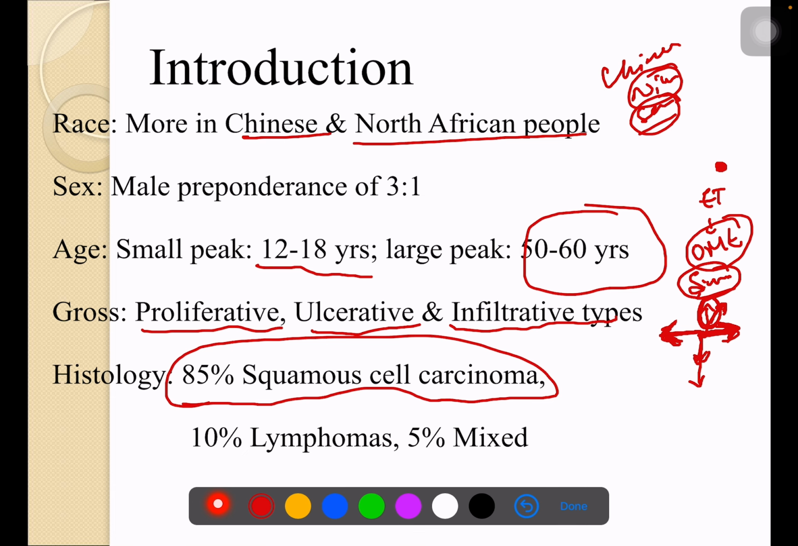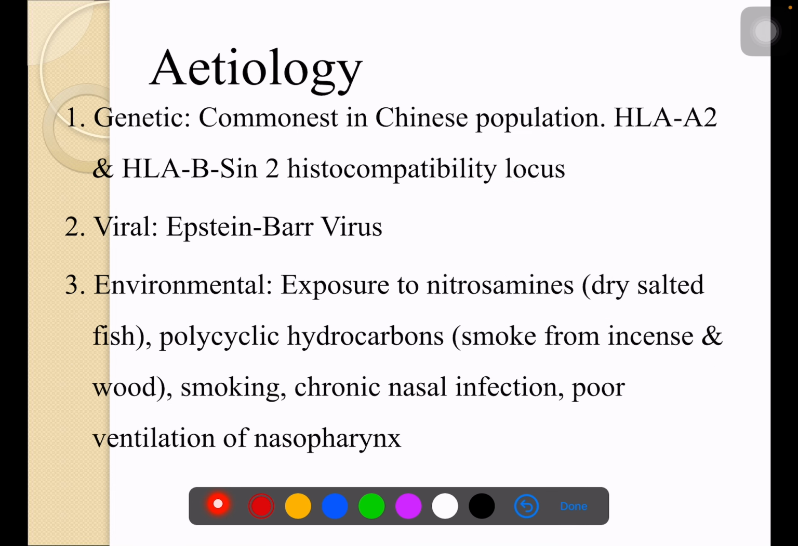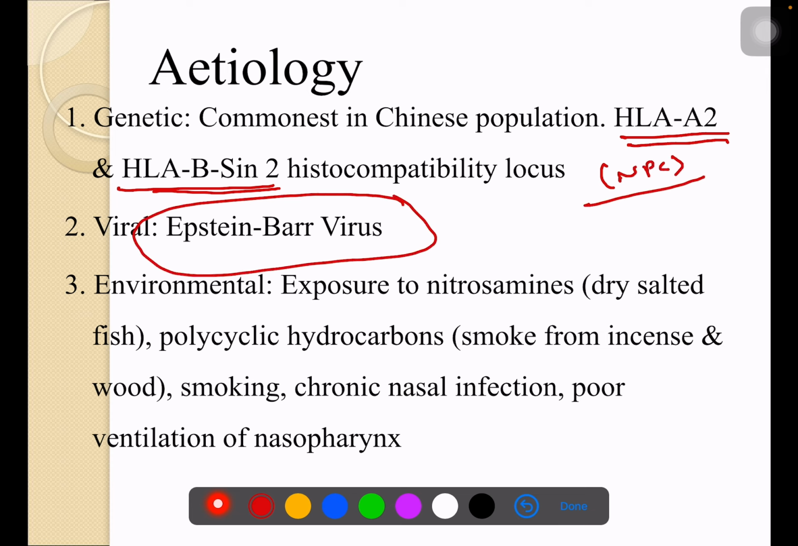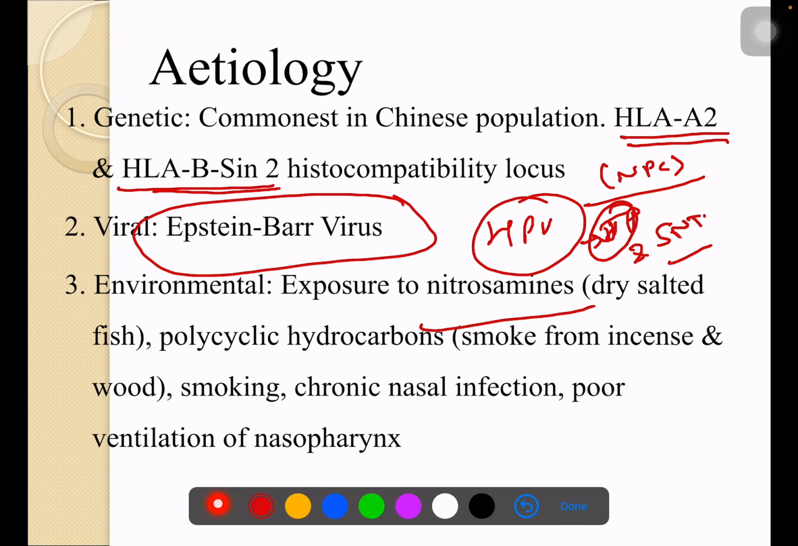So this was all about the etiology. HLA-A2 and HLA-B sign 2 are important risk factors for nasopharyngeal cancer, and the most important is the Epstein-Barr virus. Remember also human papillomavirus, which is associated with juvenile papillomatosis as well as sinonasal tumor. Other factors are exposure to nitrosamines, as I already told you, smoking, infection, and poor ventilation of the nasopharynx.